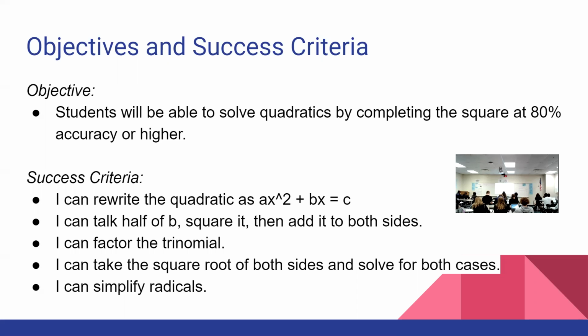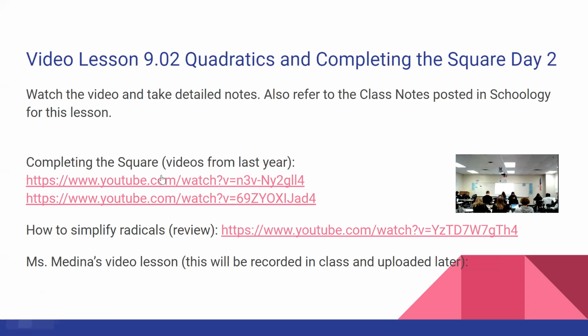All right, because yes, these problems can be solved other ways, and you might find that those other ways are easier. But if it's specifically asking about a process that has to do with completing the square, make sure you know that process. So that includes rewriting the quadratic into this format, taking half of whatever the b value is, squaring it and adding it to both sides, factoring the trinomial, taking the square root of both sides, and then simplifying the radicals.